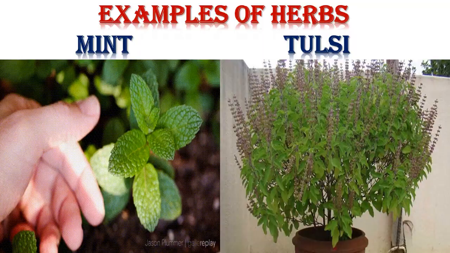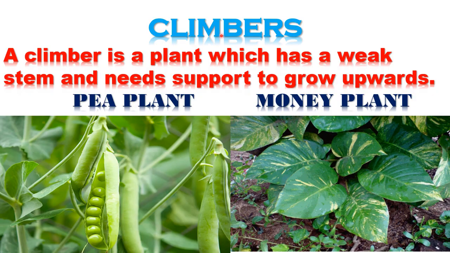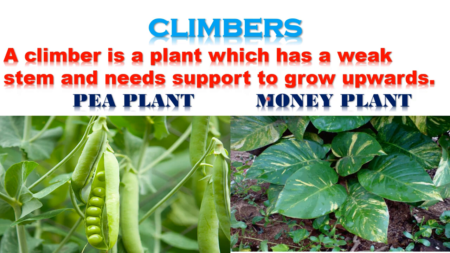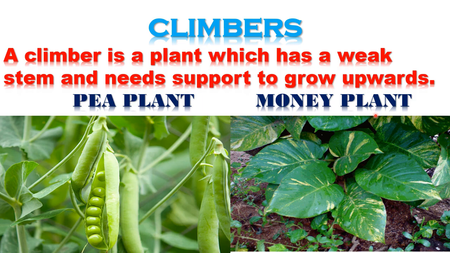Coming to the next classification, climbers. Now what are climbers? A climber is a plant which has a weak stem and needs support to grow upwards. Climber needs what? Support. Why do they need support? Because it has a weak stem. Example, pea plant and money plant. Money plant, I guess everyone is growing at their home also. So, the example, it is a climber.